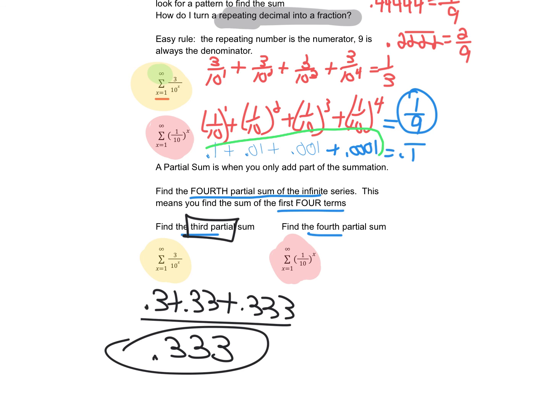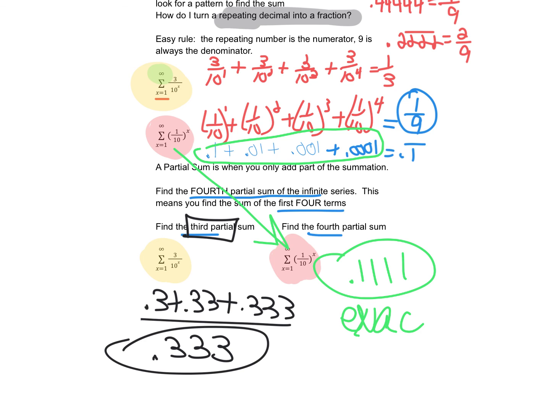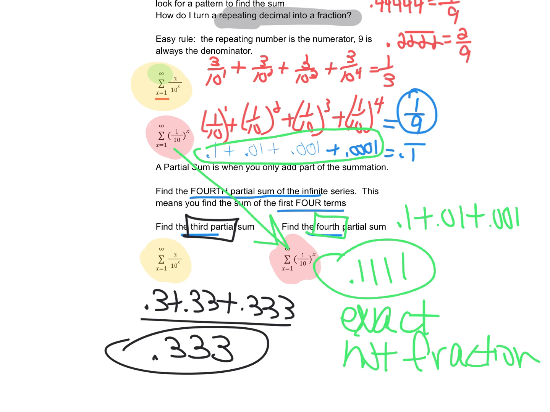And so the same thing, if we look up here, these are the first 4 that we would add together for this one. So if we have the first 4, we would have 0.1111, and this is going to be an exact answer. It is not going to be a fraction, because we are only doing the first 4 terms. So remember, to get that, all we did was we said 0.1 plus 0.01 plus 0.001 plus 0.0001.